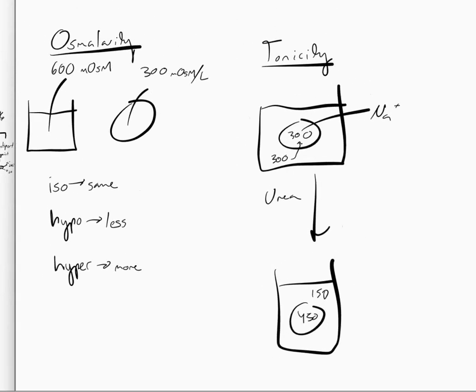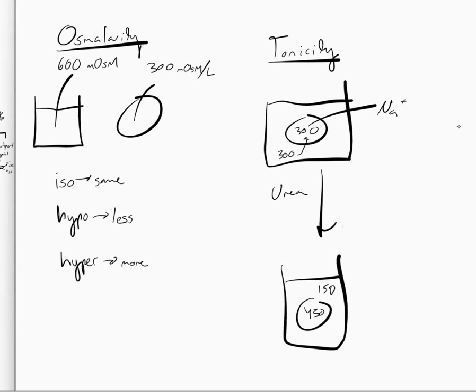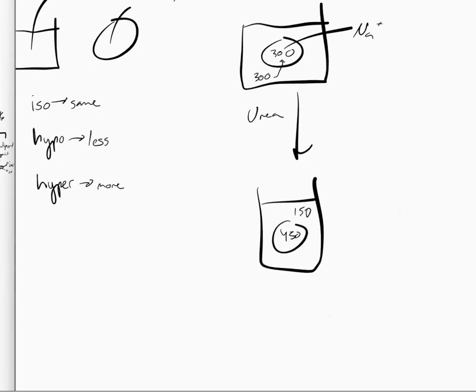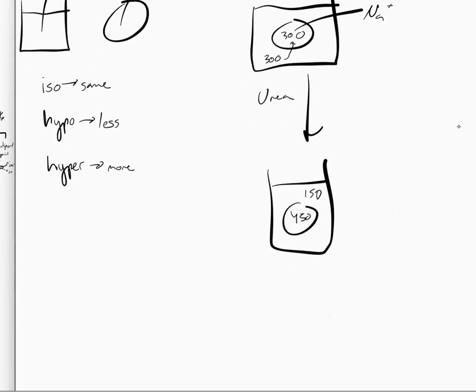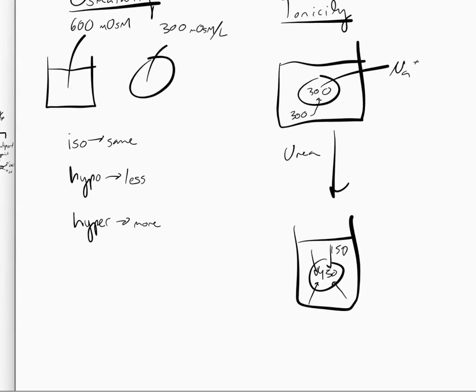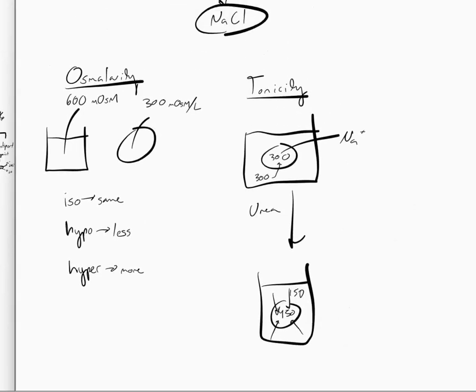And so in this case, beforehand, the osmolarity of the cell and solution would have been isoosmotic, but now the cell compared to the solution is hypertonic, or the solution compared to the cell is hypotonic. And now there would be a transition of water into the cell to balance out that osmolarity. And that is the basic difference between osmolarity and tonicity.